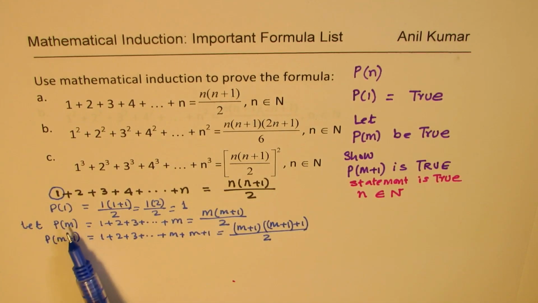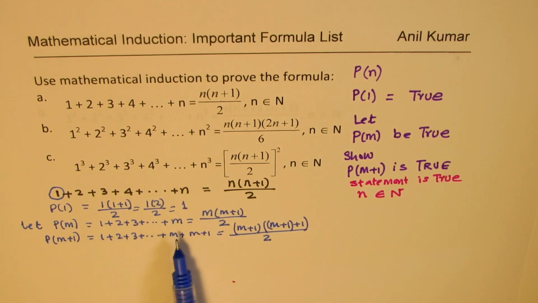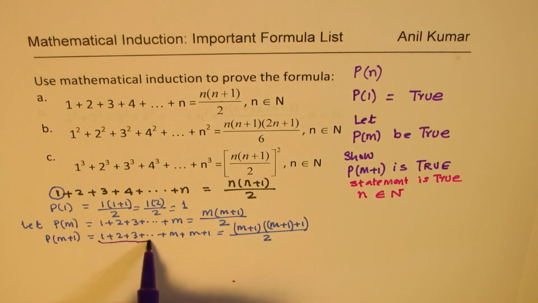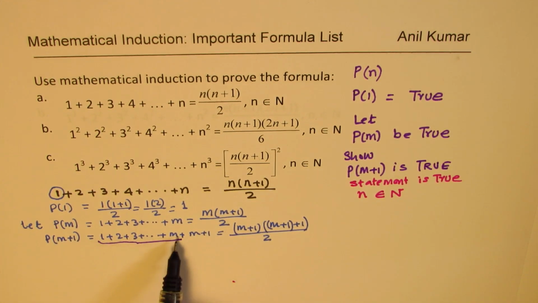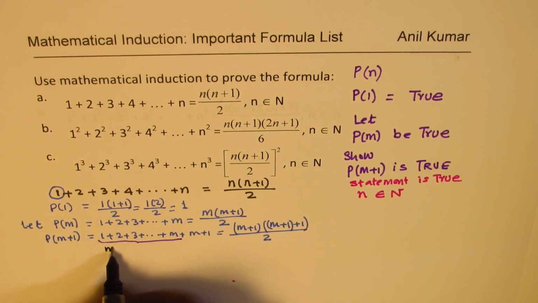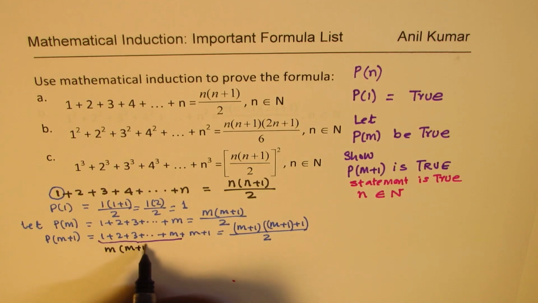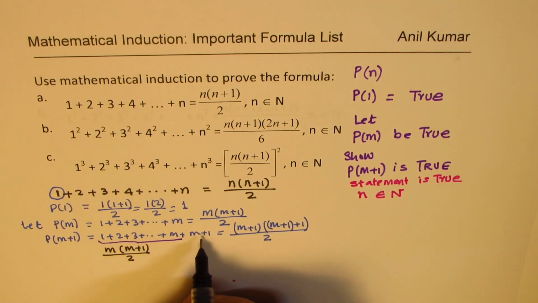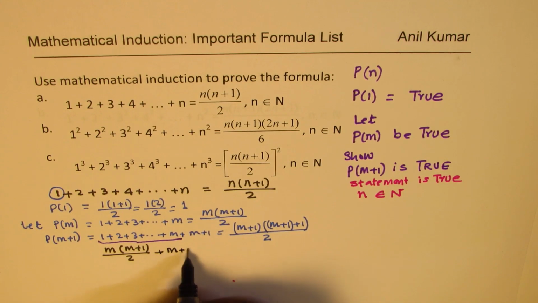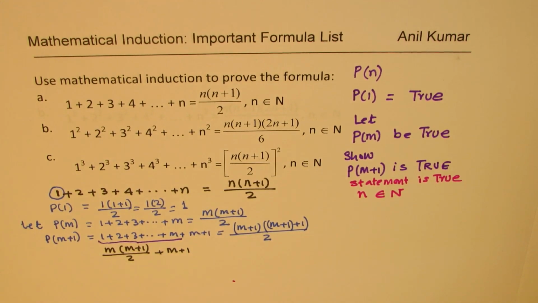We assume that it is true for m, and for an additional number, one more than m, if it is true, then for all natural numbers, it should be true. Perfect. Now here is the approach. We have already seen that this could be written as the combination of these two. Now, the first part of it is m times m plus 1 over 2, and then we have plus m plus 1, correct?